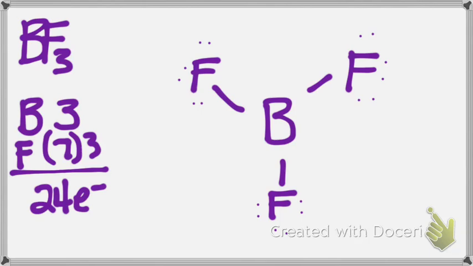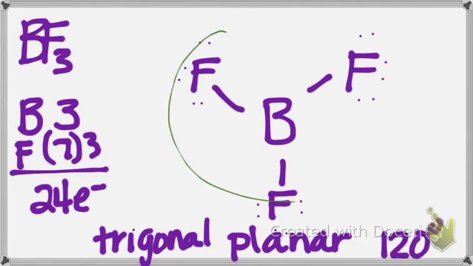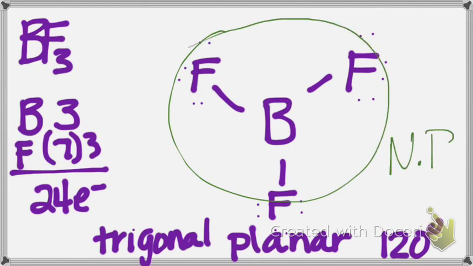3. How many lone pairs does the central atom have? 0. So what is that shape according to your chart? Trigonal, I say trigonal planar, however you want to say it. Trigonal planar. And what is its bond angle? 120. And is that symmetrical all the way around? Yes, so that would be nonpolar, NP for nonpolar. Okay?